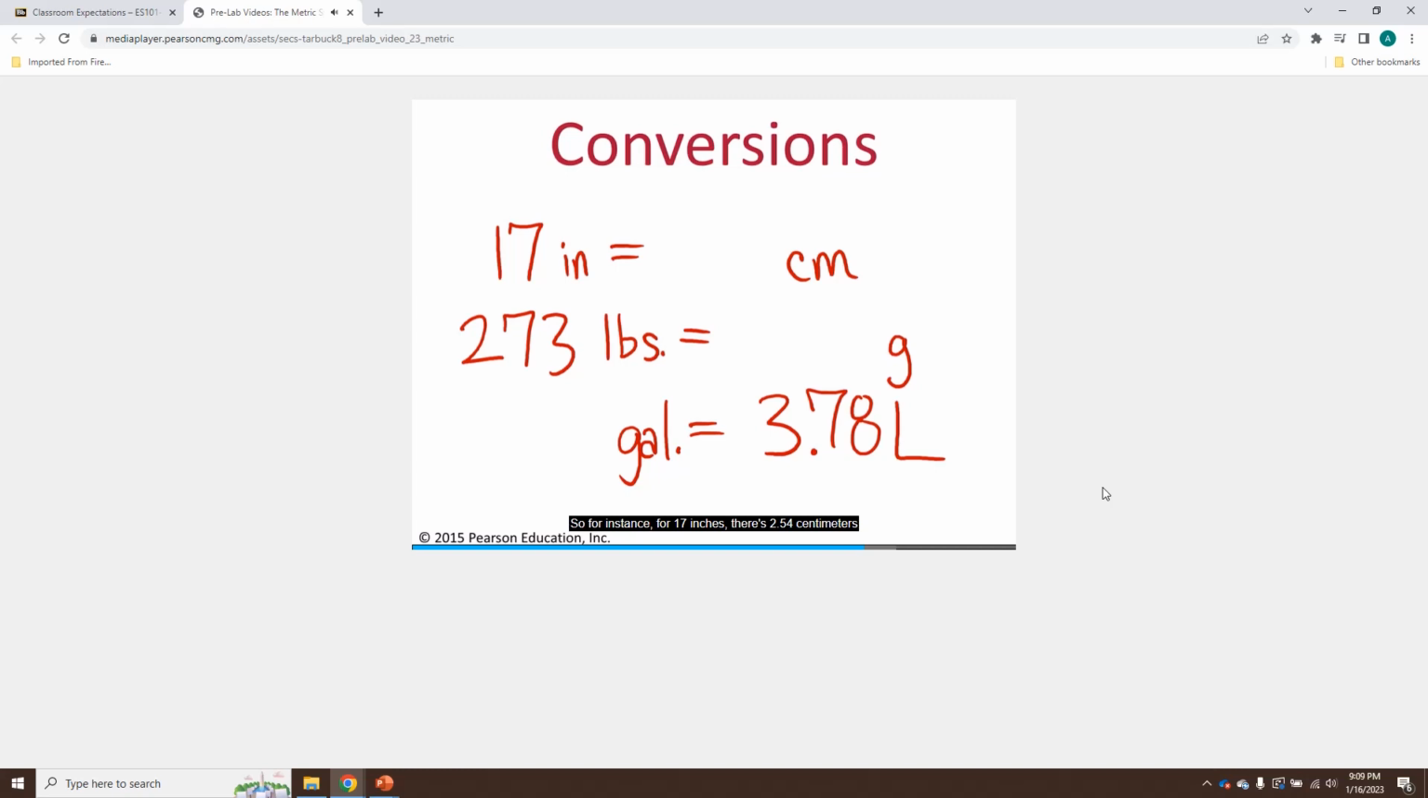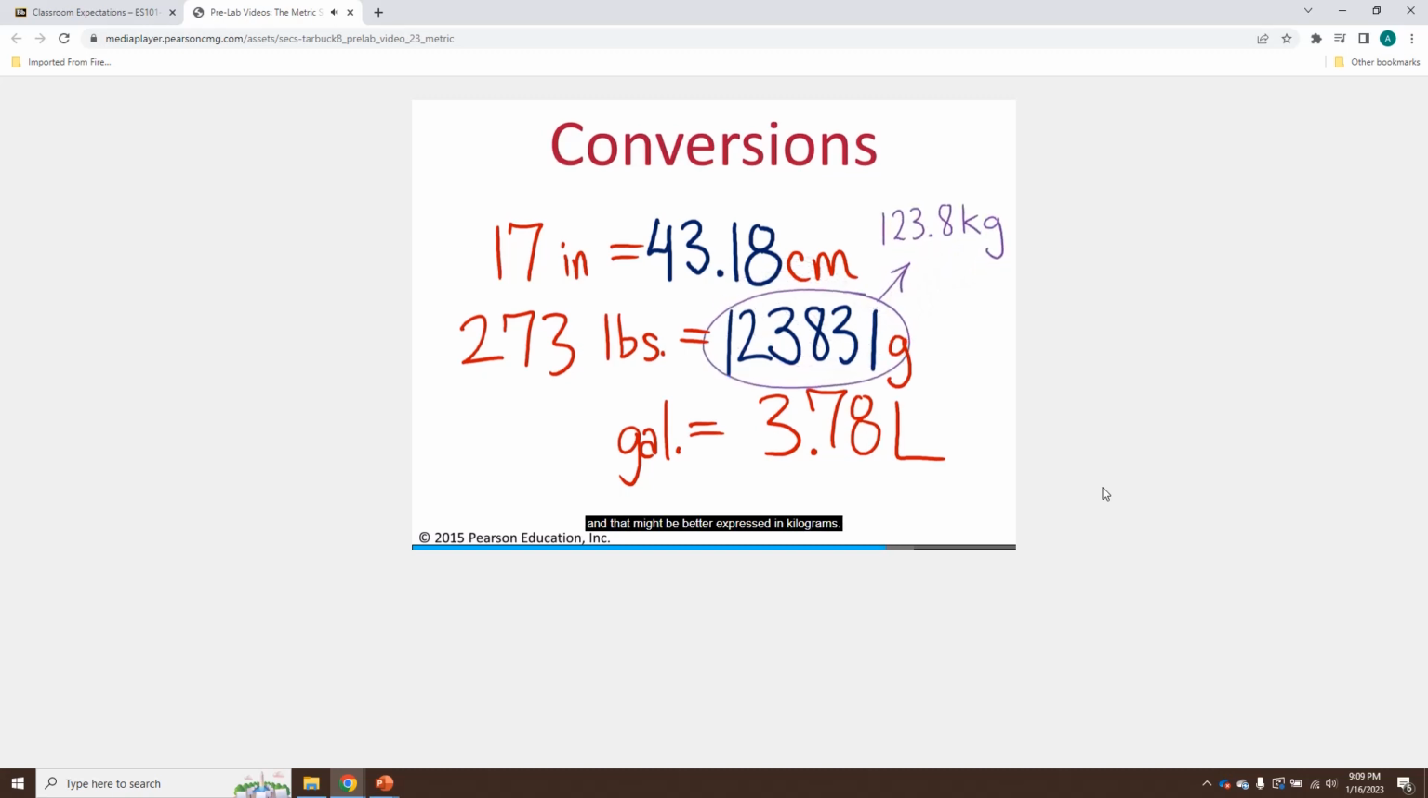So for instance, for 17 inches, there's 2.54 centimeters in an inch, so we multiply 17 by 2.54, and we get a new number, 43.18 centimeters. Going from pounds to grams, we use the conversion factor. We end up getting a very large number of grams, perhaps too large a number, and that might be better expressed in kilograms. We could also go from gallons to liters, or here we've got liters and we need to go to gallons. We've got 3.78 liters. There are 3.78 liters in a gallon, so the conversion here is 3.78 divided by 3.78, which gives you 1.